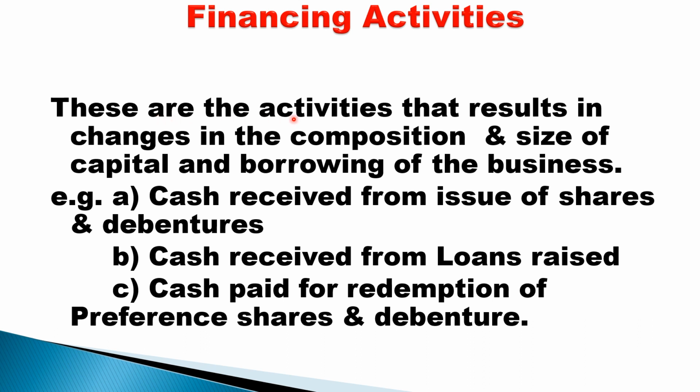So these are the activities that result in changes in the composition and the size of the capital and the borrowings of the business. Example, cash received from issue of shares and debentures, cash received from loans raised, that is loans borrowed, cash paid for redemption of preference shares and debentures. So thus financing activity involves only three: share capital, debentures and loans.